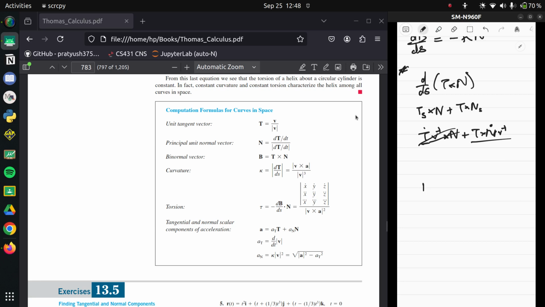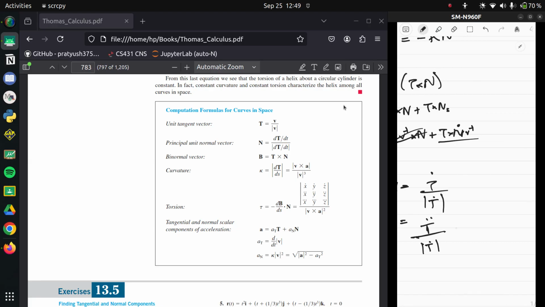So n dot, right? N is just t dot upon magnitude of t dot. So n dot would just be the time derivative of this stuff. Sorry for all of this, I wrote it wrong. It's supposed to be t dot upon magnitude of t dot. Okay, cool. That actually makes sense. So taking a time derivative of that is t double dot upon magnitude of t dot, minus t dot upon magnitude of t dot squared, times the derivative of magnitude of t dot, something like that.